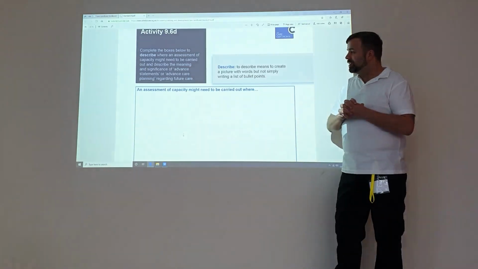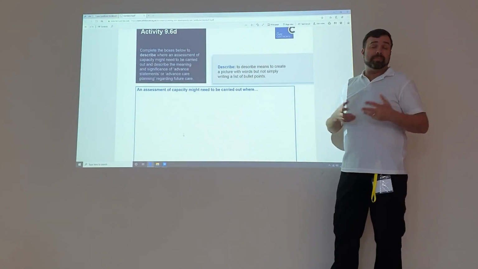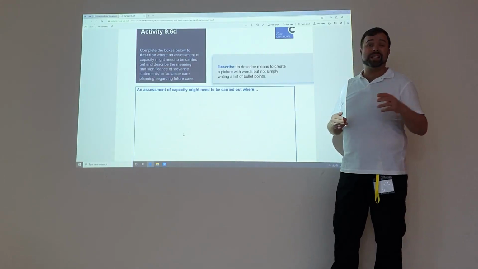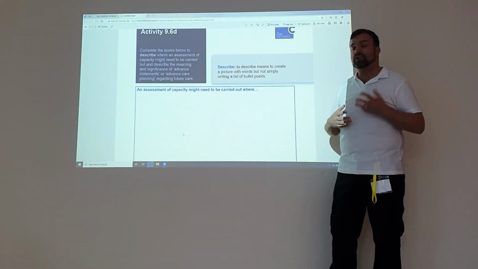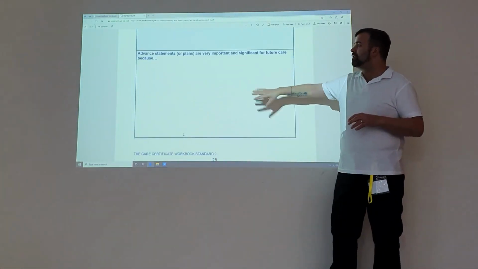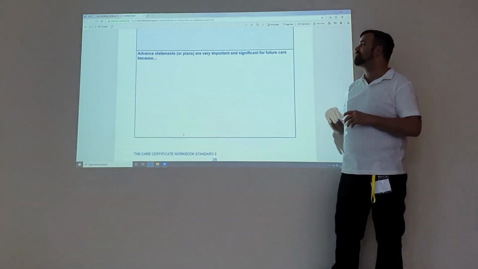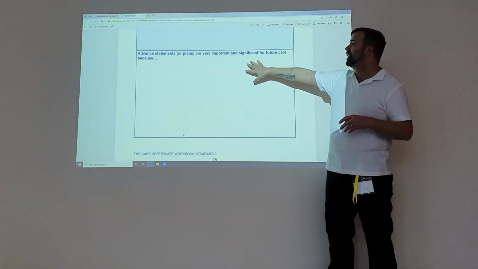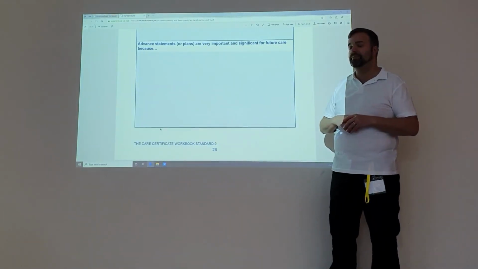So an assessment of capacity may be carried out when it's asking you to describe something. So it may be a change of needs or circumstances, maybe a review's due, maybe the fact somebody's had an accident, or maybe they've had a temporary illness, or perhaps they've got a urine infection, and that's going to change our capacity. Advance statements, again, if you've done our end-of-life care plan, you'll be aware of advance statements. So these are the plans about the choices we make, and it's asking you to think about advance statements and why they're important to future care.